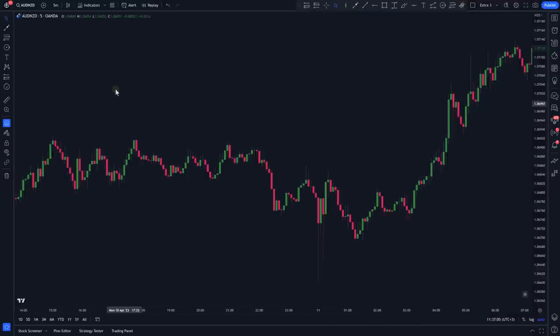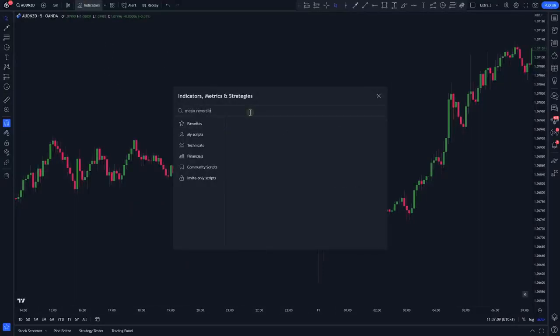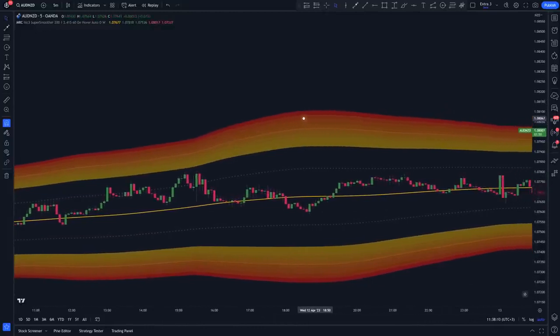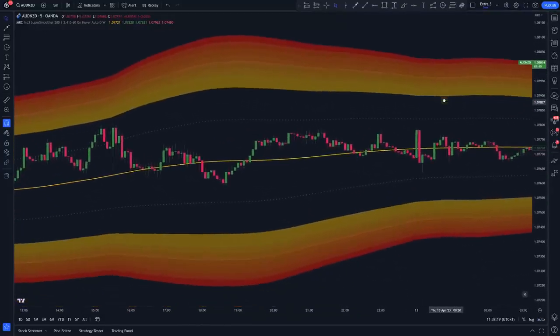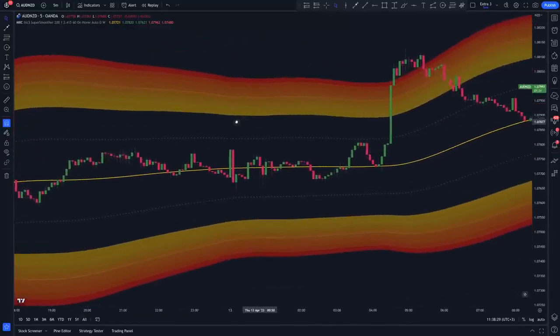To add it to our chart, we're gonna click here, then type in Mean Reversion Channel, and it's gonna be this one by Farid. Just look at how beautiful this is. However, the beauty of this indicator isn't in its physical appearance. It's actually in its ability to identify overbought and oversold levels in the market.